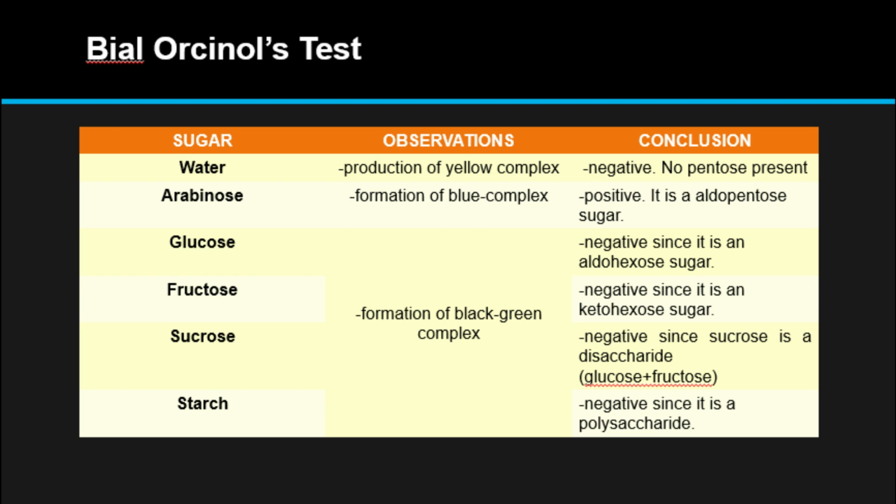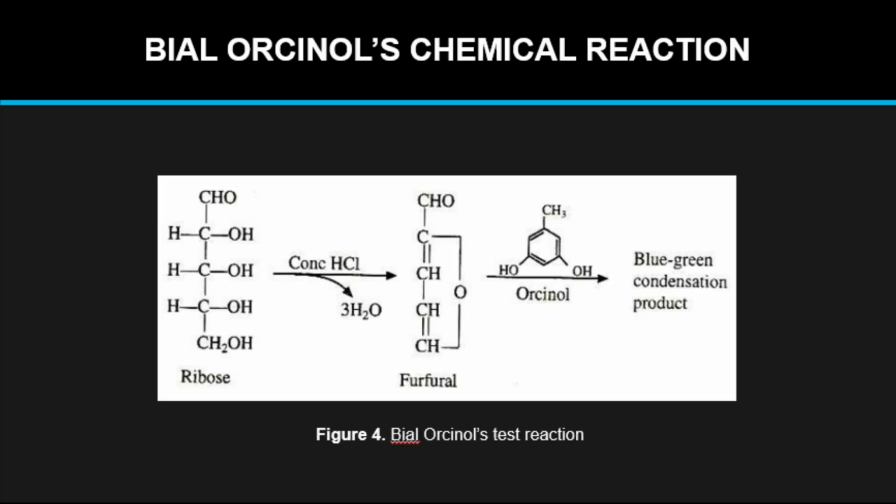Hence the negative test. Next, you can see on the screen the mechanism of the bial's orcinol reaction. A ribose sugar is added with hydrochloric acid, then it gives off water, dehydration of three water molecules. And then it forms a furfural derivative, addition of a condensation reagent, which is the orcinol reagent, hence the formation of a blue-green condensation product. Positive test.